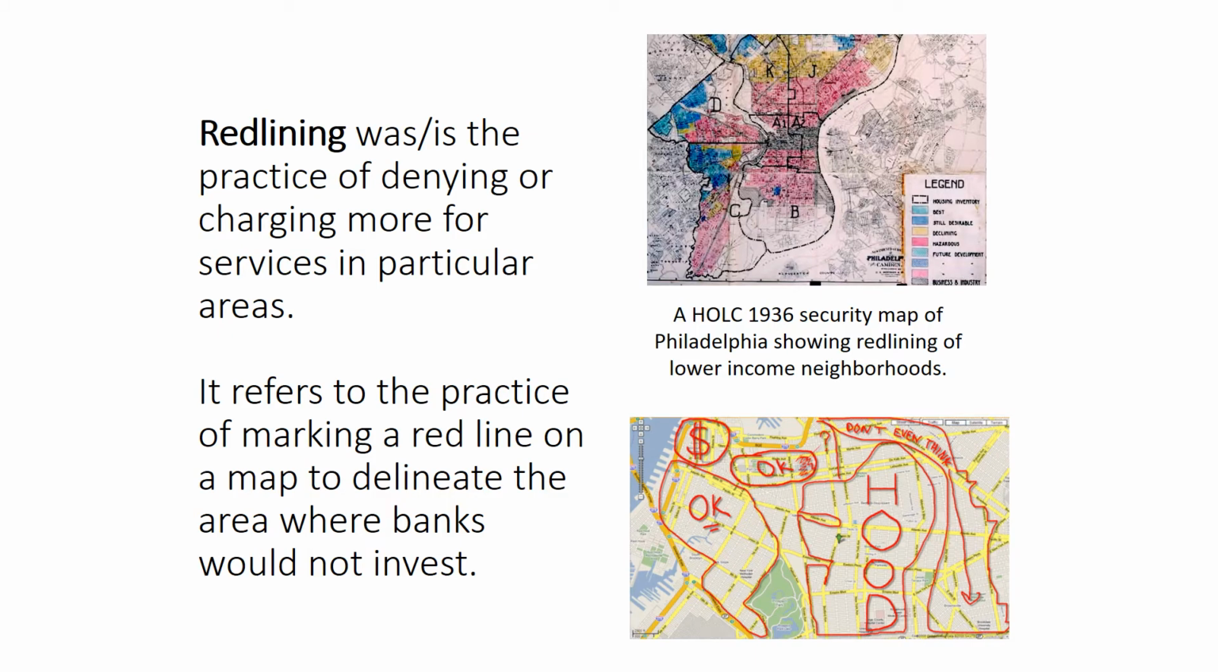So redlining itself actually gets its name. It's a relatively recent phenomenon. This is something that came to light in the middle of the 20th century. It was a practice of denying or charging more for services in a particular area. The idea here is that a banker, somebody with investment money, would sit down with a map and draw lines on the map indicating what were the good areas and what were the bad areas to invest in. For bad areas you would charge extra in terms of interest rates, or you may not grant loans at all.